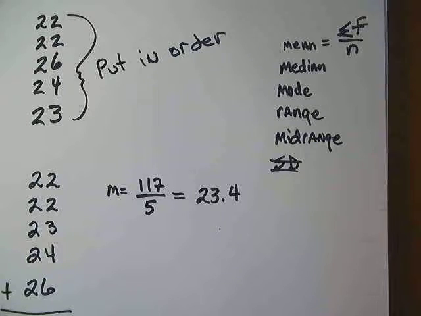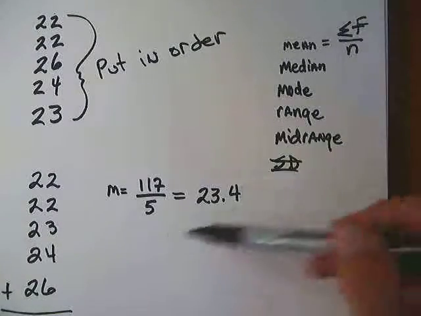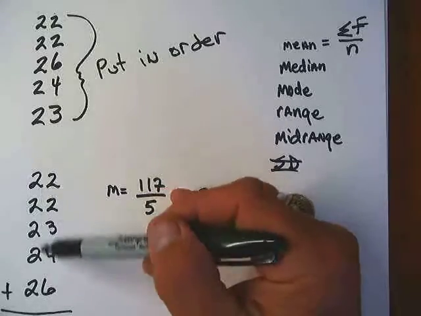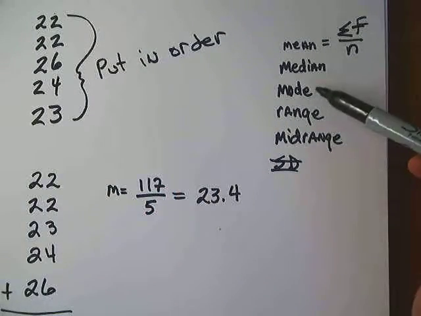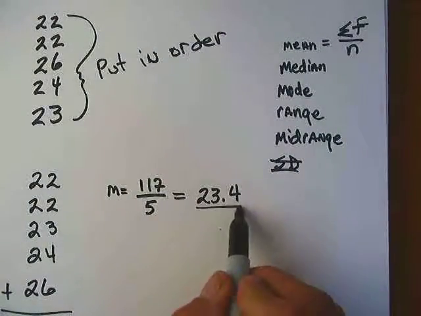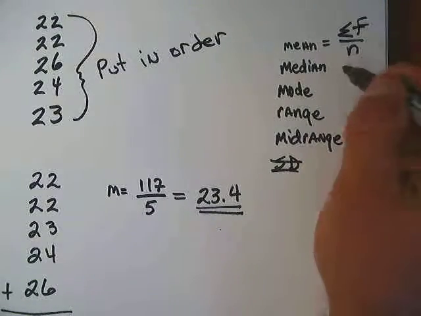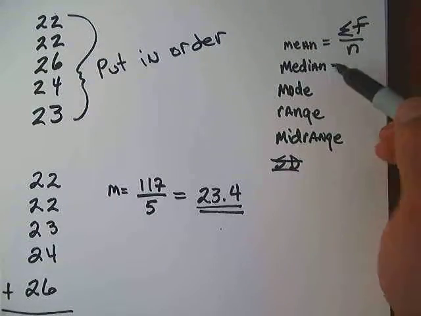Now, remember when I talked about class boundaries, and I told you if you had whole numbers, you go to the 10th. If you have 10th numbers, you go to the 100th. Same thing applies here. If these are whole numbers, all of these are going to be to the 10th, except for the mode, which you can't round because it's just a number. So the mean is equal to 23.4.